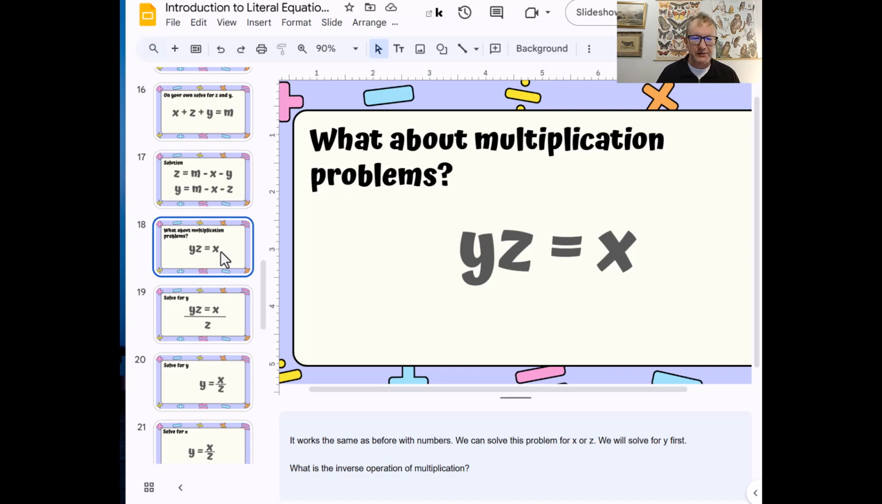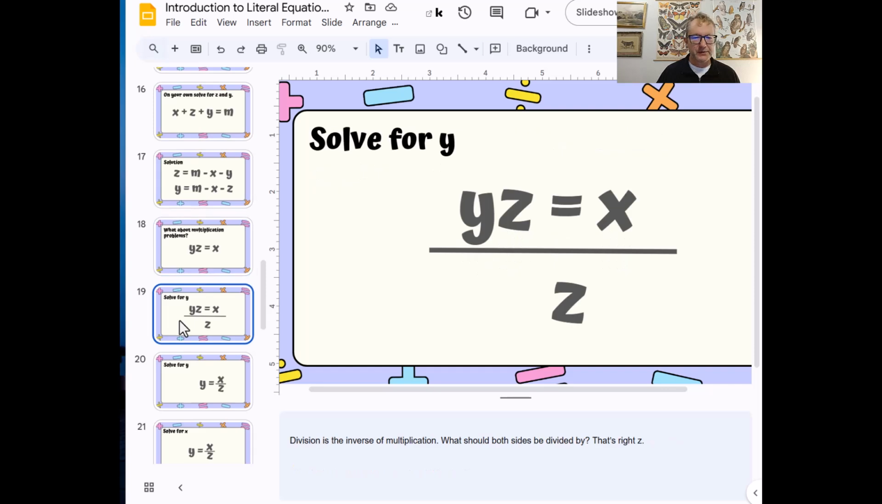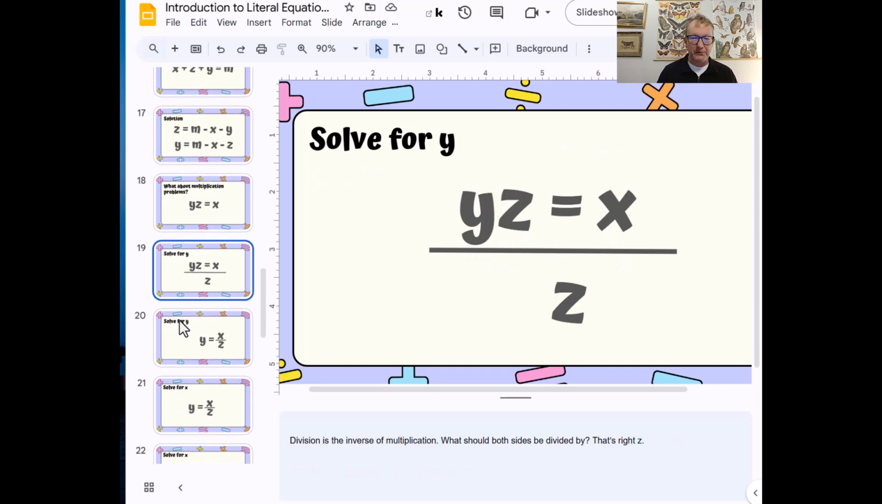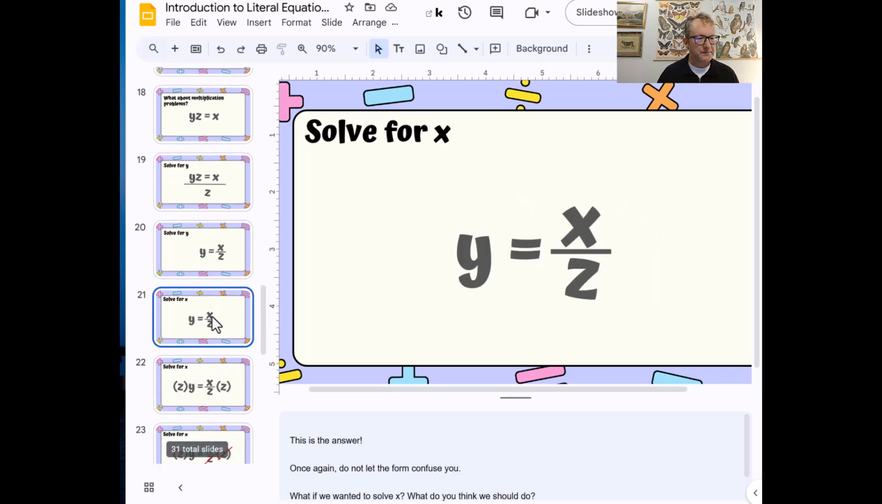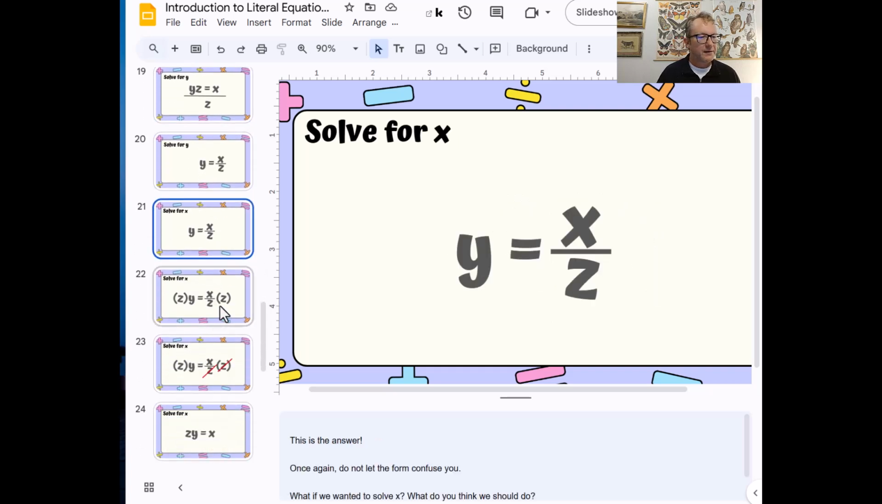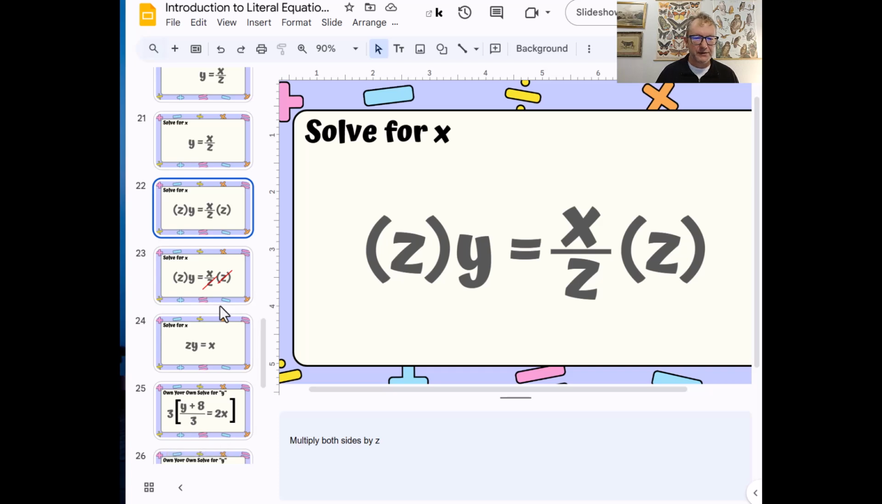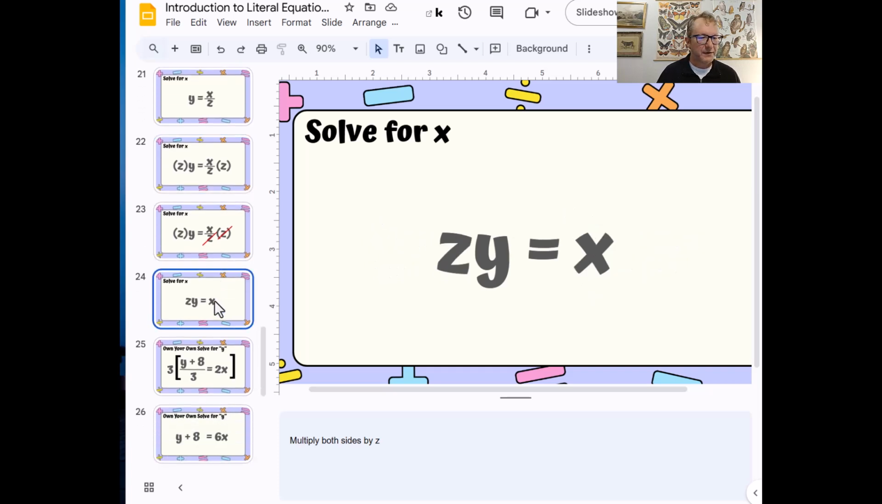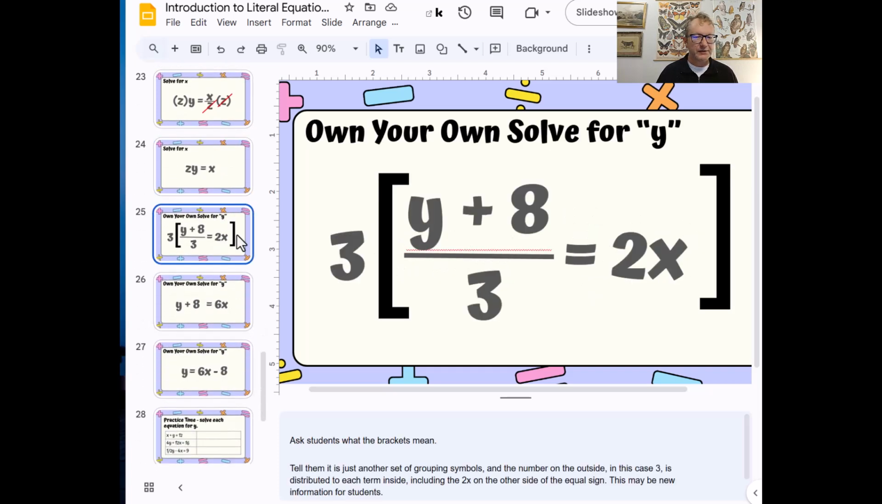Next, I ask them, well, what about multiplication? Could we solve this for y or z? Yes, we can. If we solved it for y, we would divide both sides by z. And then here, we're redoing it. This next one here, I set this up because it looks complicated, and it's really not.